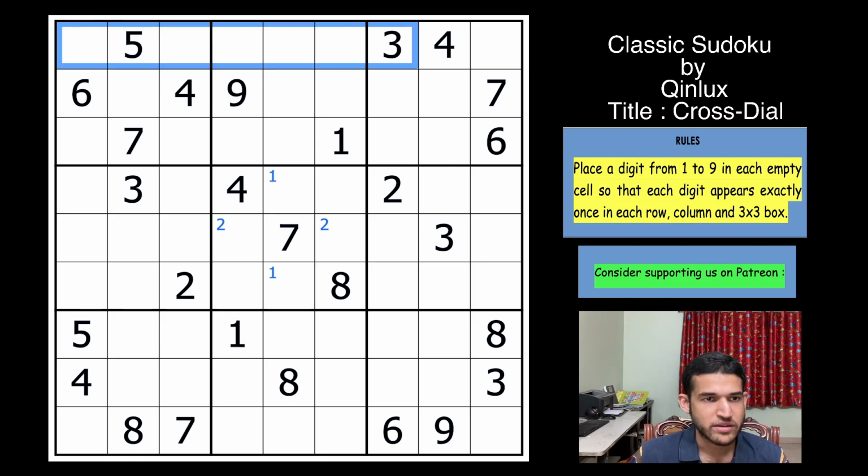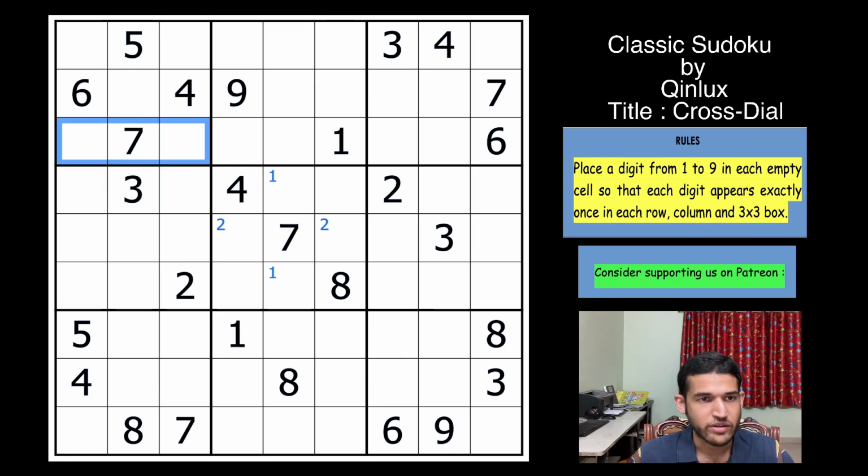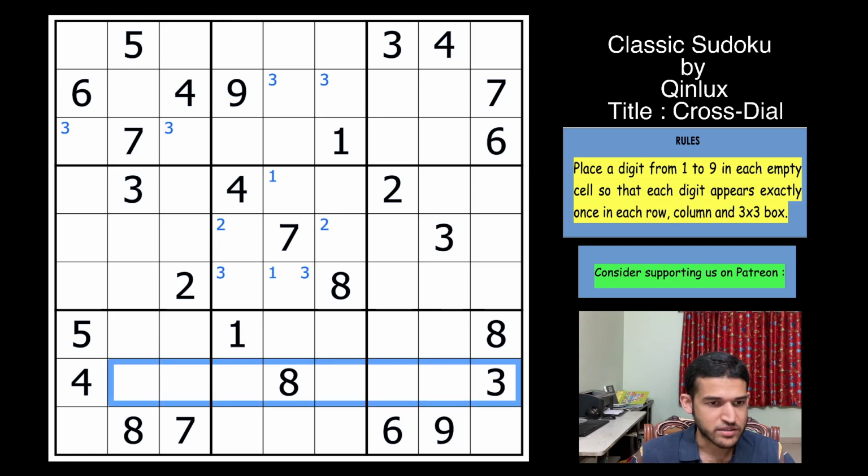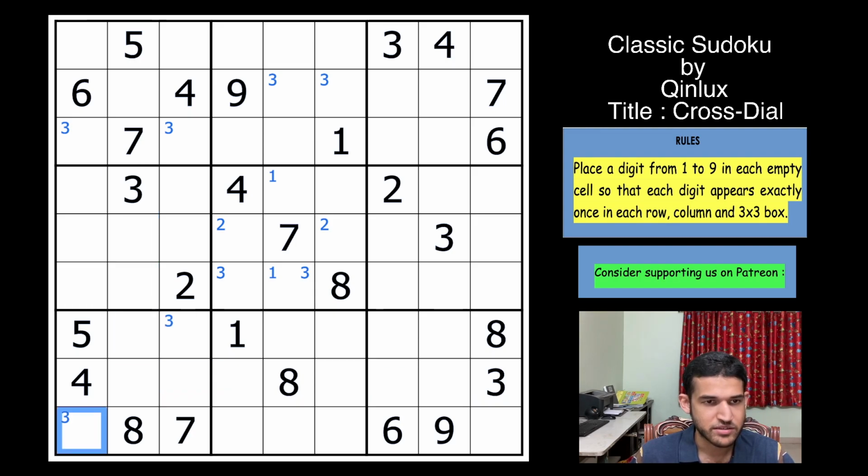3 can't be in row 1, 3 can't be in column 2, so that gives 3 in one of these two cells, which means 3 must be in one of these two cells. And 3 in row 4, row 5 gives me a 3 in one of these two cells. That's nice. We are getting something with the 3s. 3 can't be in row 8. 3 cannot be in column 2. So that gives a 3 here. This seems fun, guys. This Sudoku already seems fun.